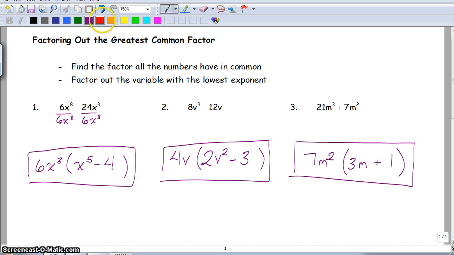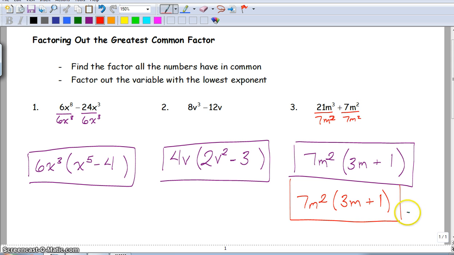If you want to look at it a different way, kind of like how I did it in the first problem, divide each term by your greatest common factor, 7m squared. This still simplifies out to be the exact same answer. 21 divided by 7 is 3. M cubed divided by m squared is m, plus 7m squared divided by 7m squared is 1. Either way, I still have this 1 here as a placeholder.